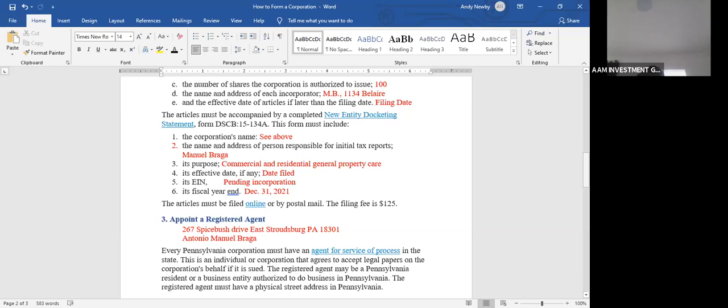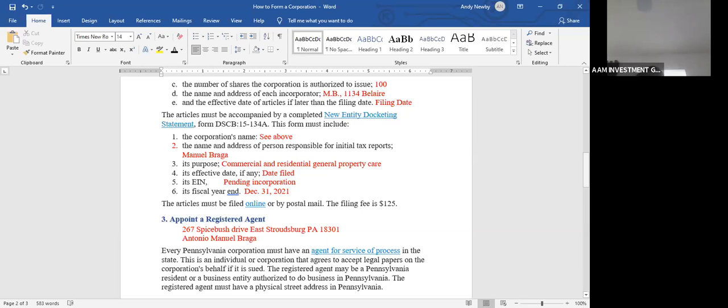All right. Let's see. The number of shares, incorporator. The effective date of the article, right? When you write your articles of incorporation, the effective date is the same day that you create your business online. So whatever day you go online to do it is usually the same day the articles go into effect.